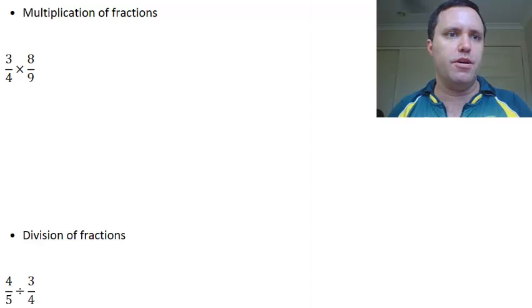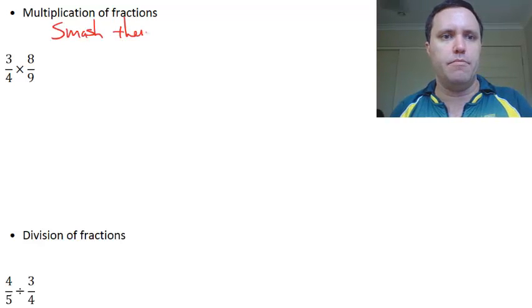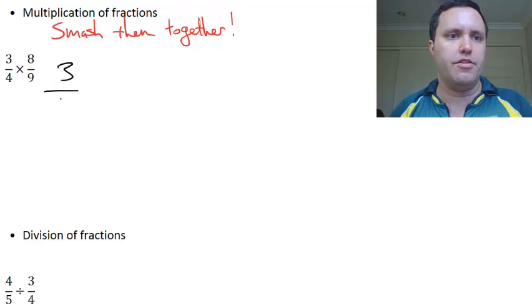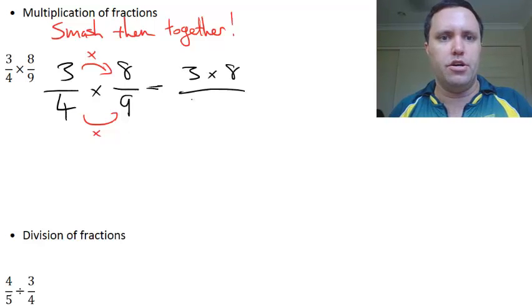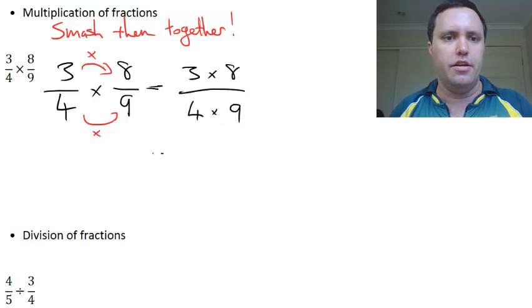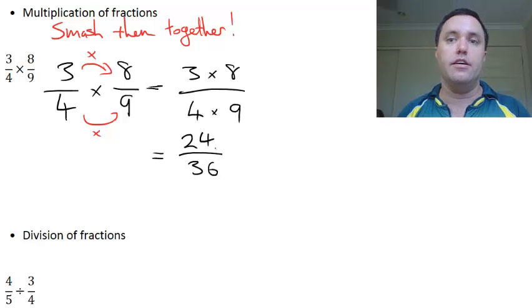We have multiplication of fractions. Multiplying fractions is super easy. Okay? The idea here is you just smash them together. So if I have 3 over 4 times 8 over 9, what we do is we multiply these two together and multiply these two together. Alright, so we'll get 3 times 8 over 4 times 9. 3 eights is 24. 4 nines, 36.